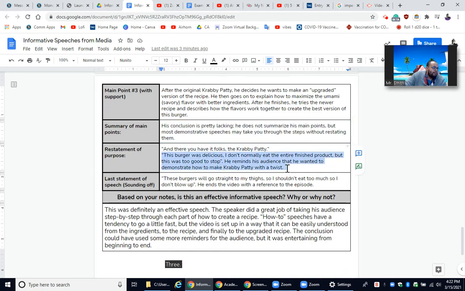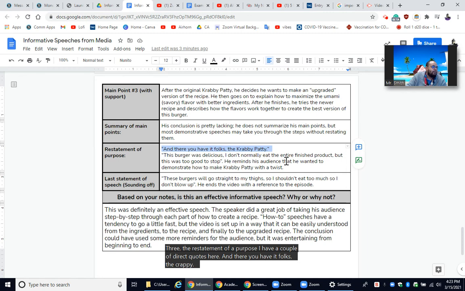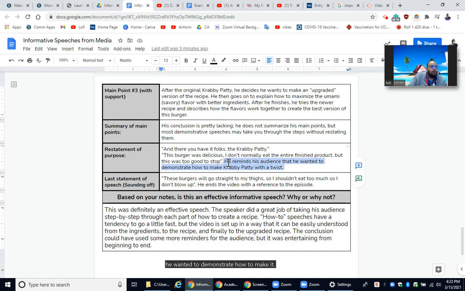The restatement of the purpose, I have a couple direct quotes here. "And there you have it, folks, the Krabby Patty. This burger was delicious. I don't normally eat the entire finished product, but this was too good to stop." He reminds his audience he wanted to demonstrate how to make a Krabby Patty with a twist.